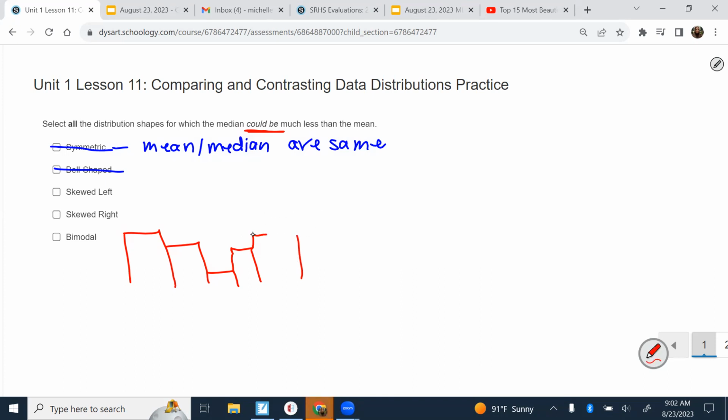So this is still a bimodal shape. But we would expect the median to be a little bit more this way, since more of our data is this way. Whereas the mean could be a different number. Does that make sense? So not a 100% perfectly symmetrical bimodal, but maybe one that is a bit more heavy on the left side. So bimodal should be one that you pick for this practice question. On the test, it should be more straightforward. And then what other one would you expect the median could be much less than the mean?